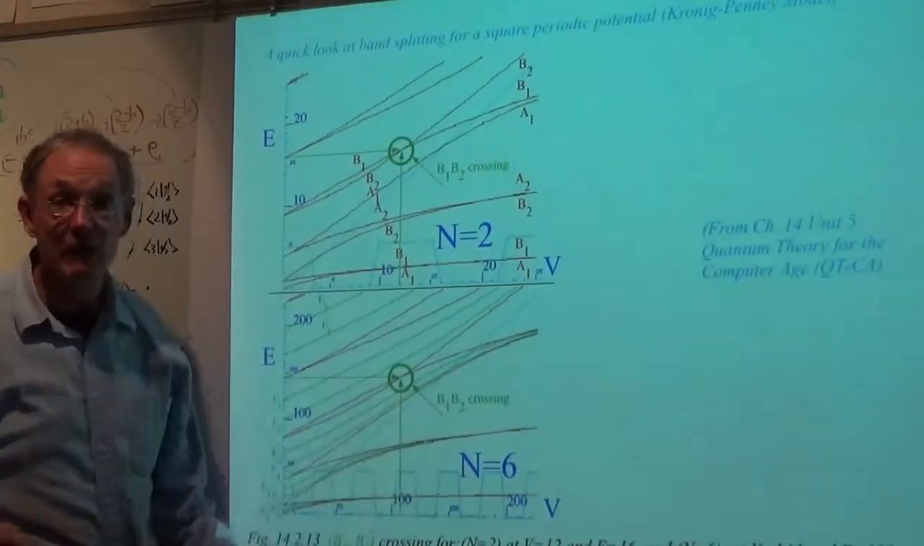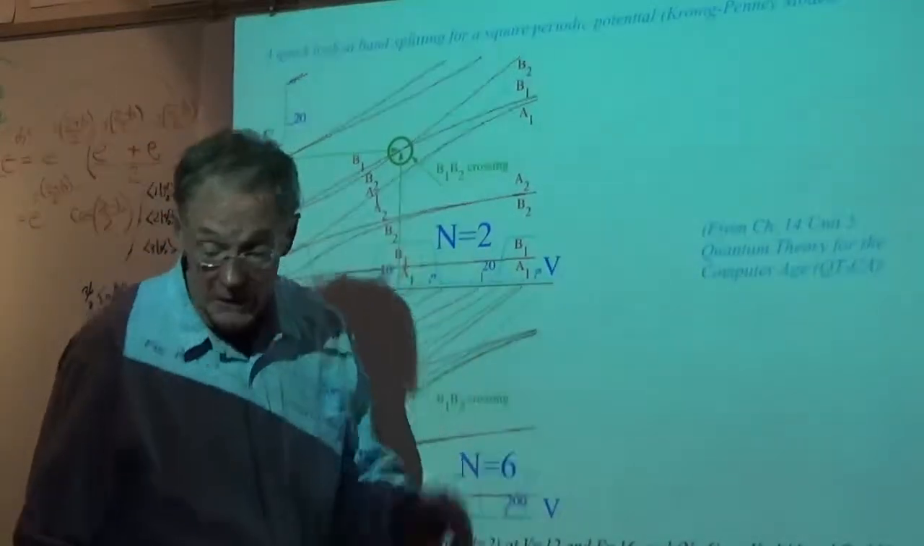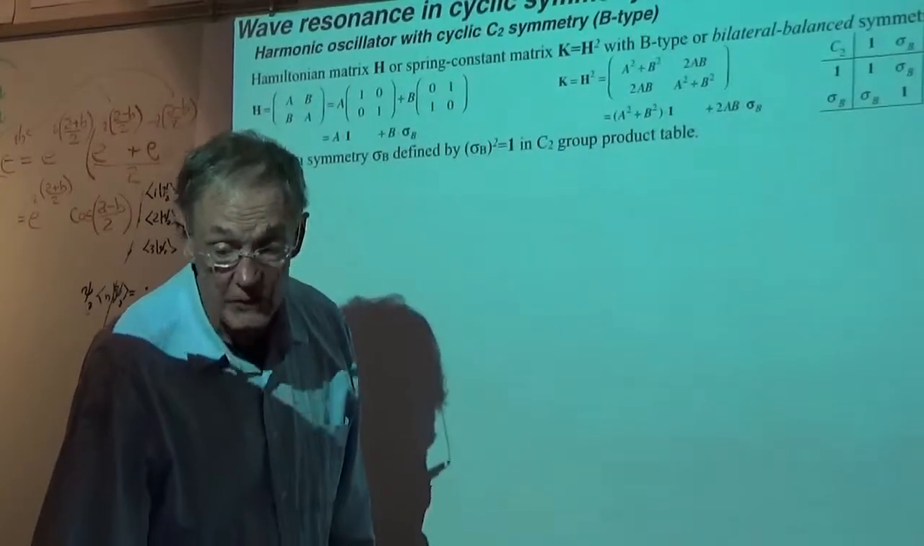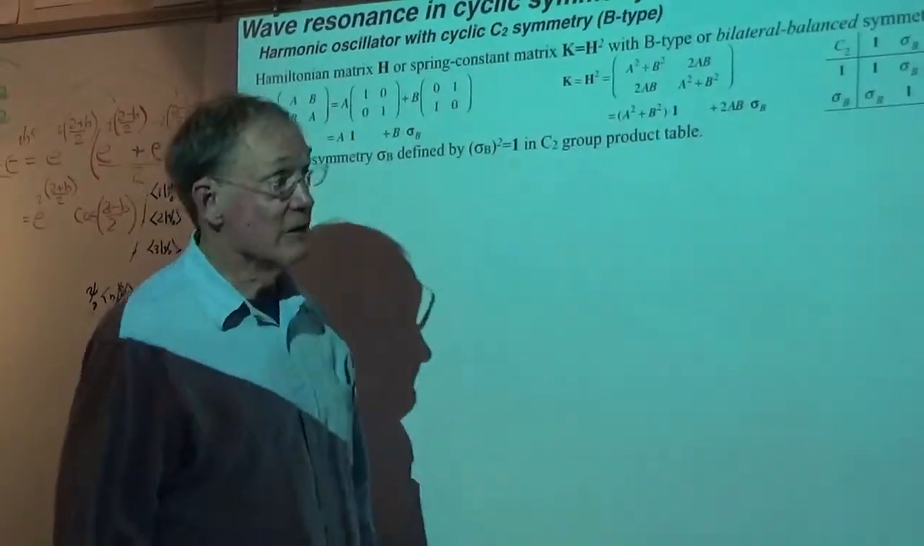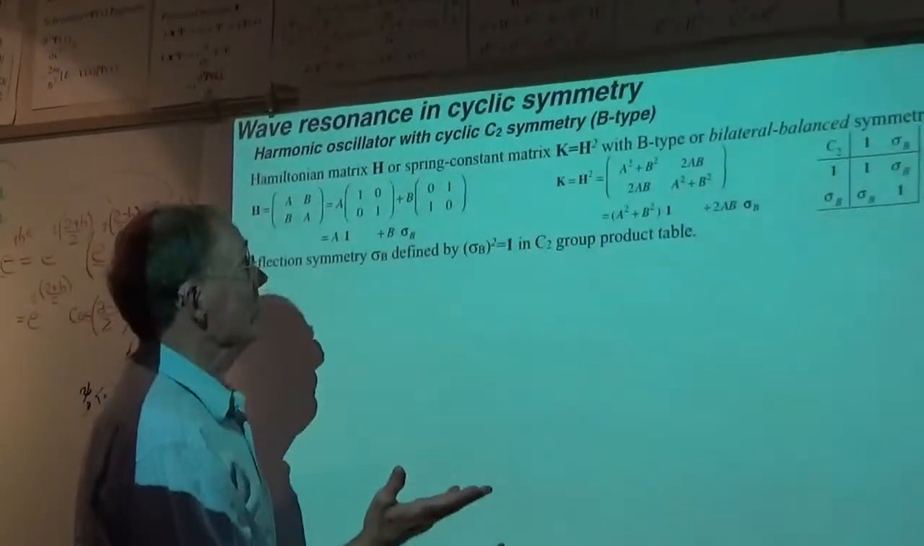Okay? 6. We'll pick 6 as an interesting side case. But 3 will be very soon in our discussion. So that's what we have to do next. So the next part of this is wave resonance in cyclic symmetry.